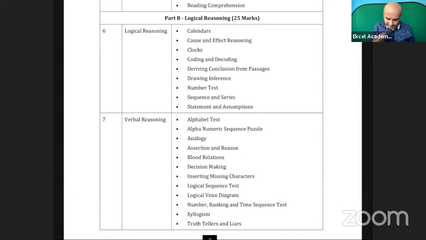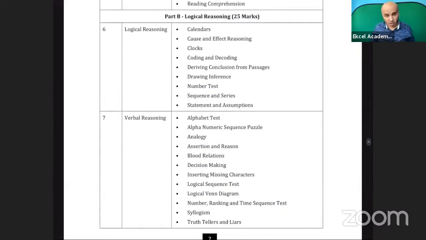Anyway, so calendars, cause and effect, clocks, usually they ask questions related to angle, etc. All these can be easily solved. It doesn't require too much effort. Okay. Coding and decoding, this is interesting, wherein they will give you examples of codes, and then there'll be another problem based on that, and we'll have to decode looking at the example which is already there in the question. Okay. Then deriving conclusion from passages.